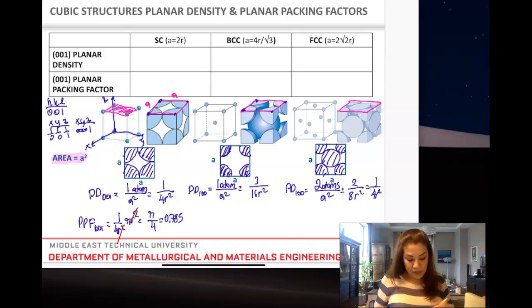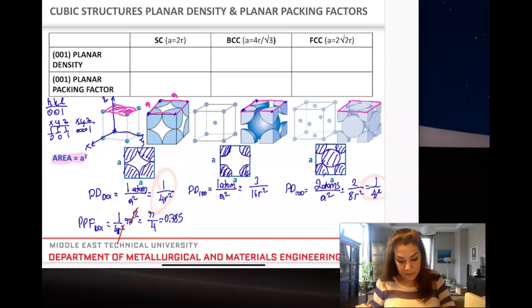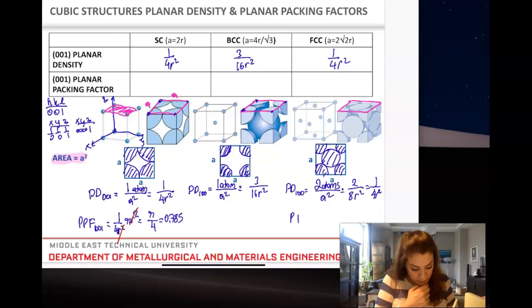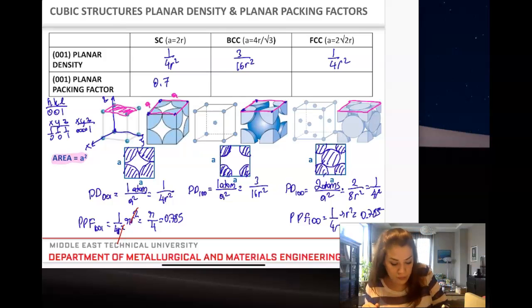Why? FCC has the same 1 over 4 r squared ratio, right? 1 over 4 r squared is the planar density for both. And for the BCC, it's 3 over 16 r squared. So planar packing factor for the 100 plane is also equal to 0.785. Let's write them down.